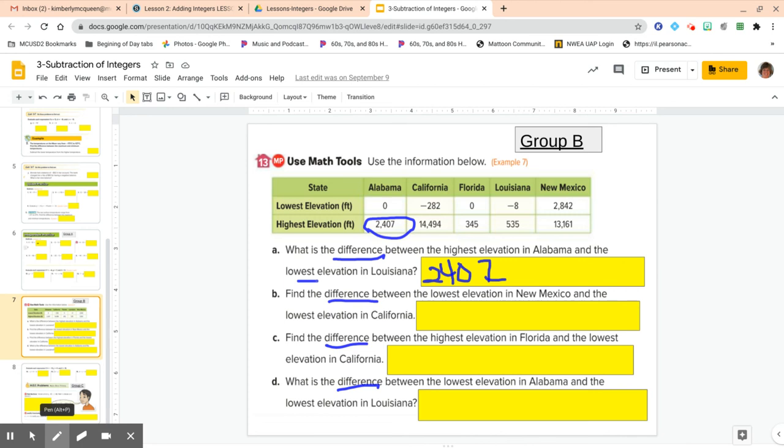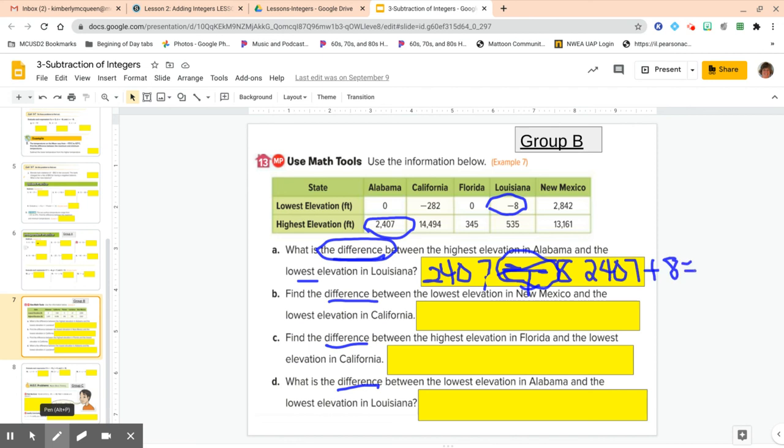And the lowest elevation in Louisiana. So we go to Louisiana, the lowest elevation. Now, remember what we said here? We wanted the difference. So 2407 minus a negative 8. Let me erase this little guy out of here. And so if that's the case, then I subtract those two. However, I know that these two signs are right next to each other. And when I have a minus and minus, they become one plus. So it really should look like 2407 plus 8.